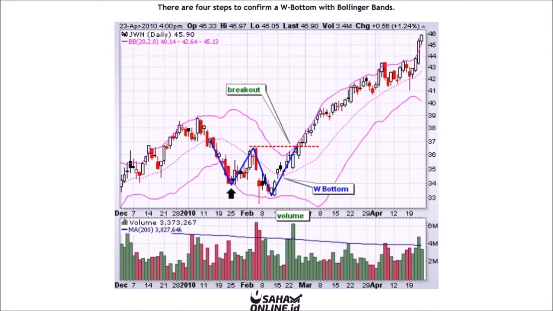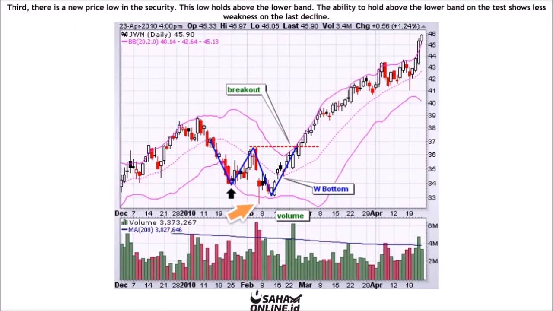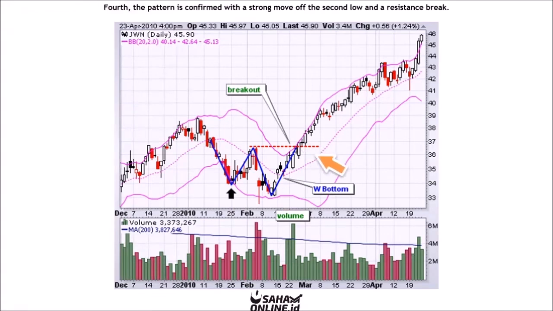There are 4 steps to confirm a W bottom with Bollinger Bands. First, a reaction low forms. This low is usually, but not always, below the lower band. Second, there is a bounce towards the middle band. Third, there is a new price low in the security. This low holds above the lower band. The ability to hold above the lower band on the test shows less weakness on the last decline. Fourth, the pattern is confirmed with a strong move off the second low and a resistance break.